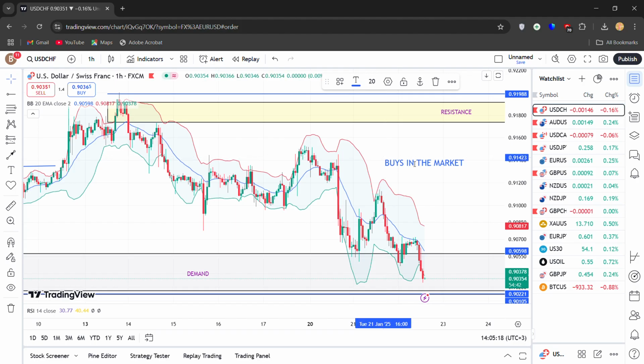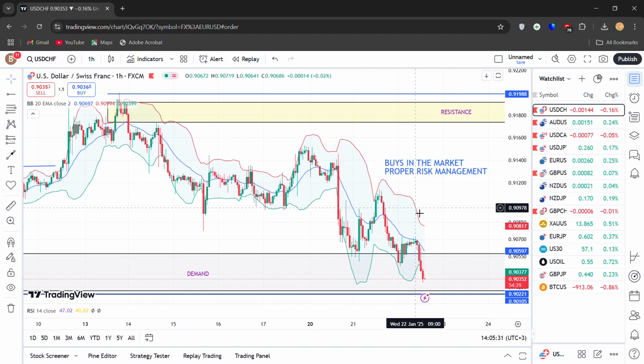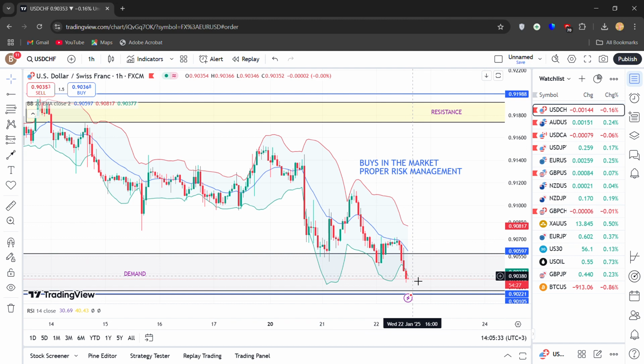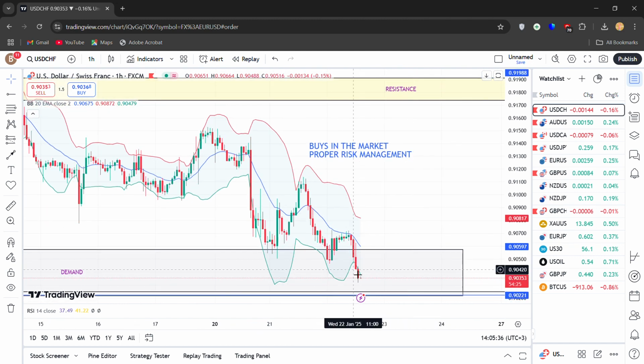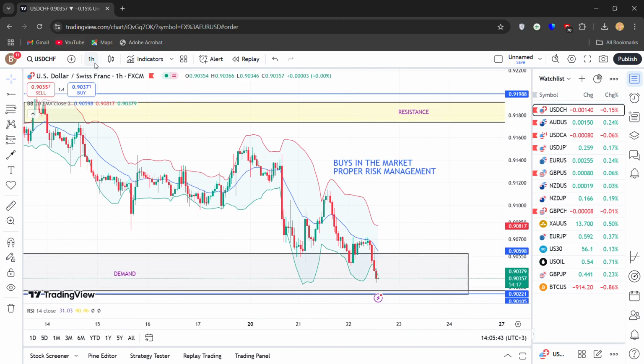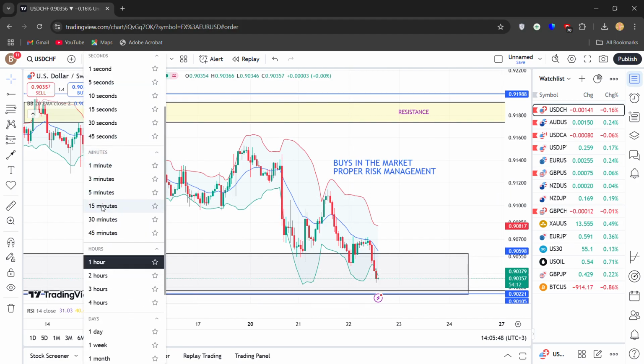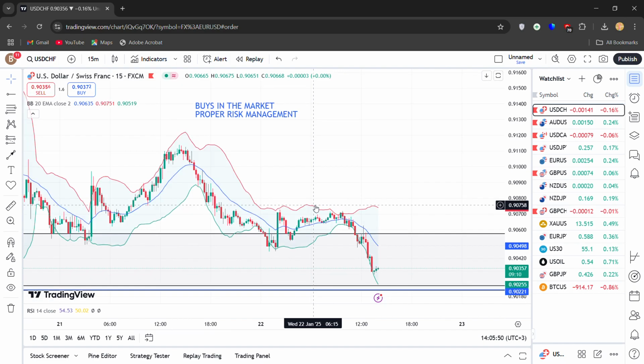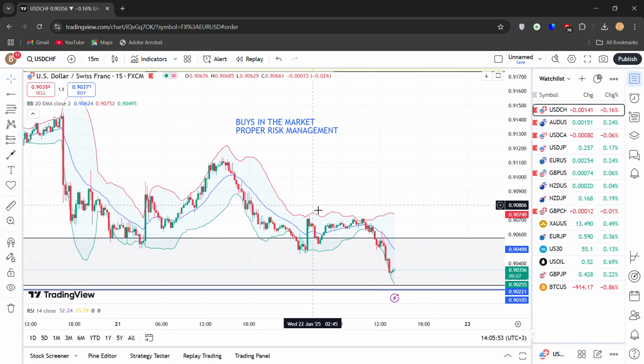But you need to ensure proper risk management. So how do you enter a trade? You wait for confirming candlesticks in this region here, which show that the price is going to take back into its direction. Then you can enter within there, or you can scroll down after confirming the candlestick. You can scroll down into the 15-minute time frame for further confirmation and enter into the market.